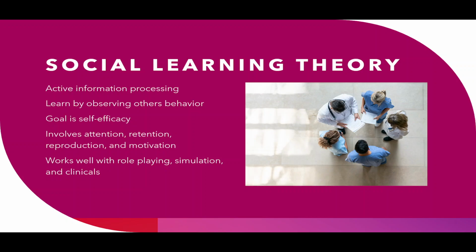The social learning theory involves active information processing. Students learn by observing others' behaviors. Students that can perform well have a high level of self-efficacy and can handle taking on complex tasks. Learning is best when accompanied with a social interaction. The environment, cognition, and behavior interact together through a process.